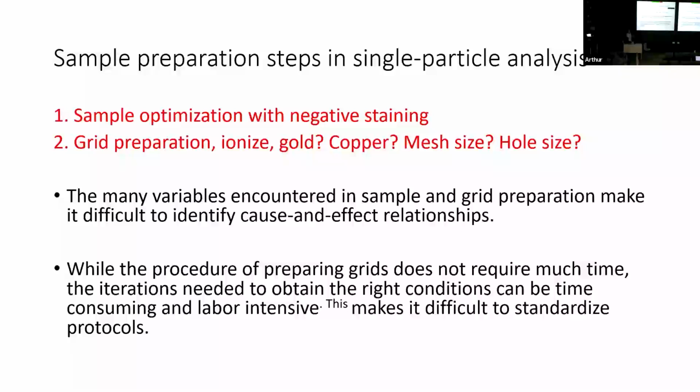There are many variables encountered in sample and grid preparation that make it difficult to identify a cause and effect relationship. We can't say, if you have A, then do B. There are so many factors involved here that it's difficult to have a linear progression of events.